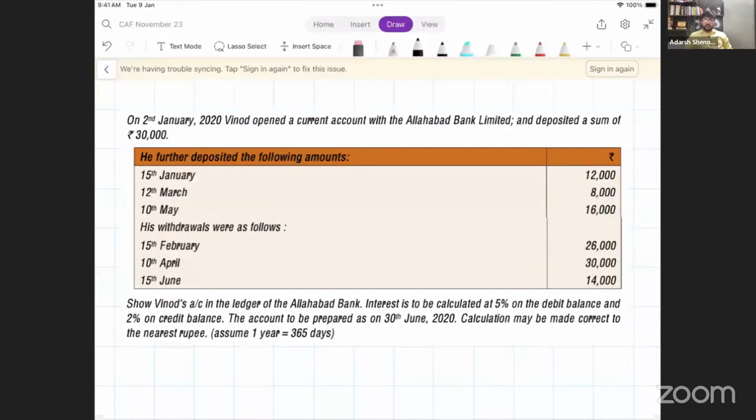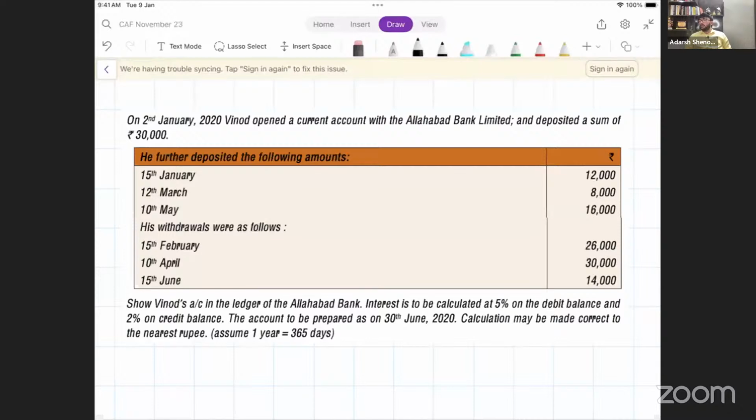On 2nd January 2020, Vinod opened a current account with the Allahabad Bank Limited and deposited a sum of rupees 30,000. He further deposited the following amounts: 15th January, 12th March, 10th May. His withdrawals were as follows: 15th February, 10th April, 15th June. Show Vinod's account in the ledger of Allahabad Bank.